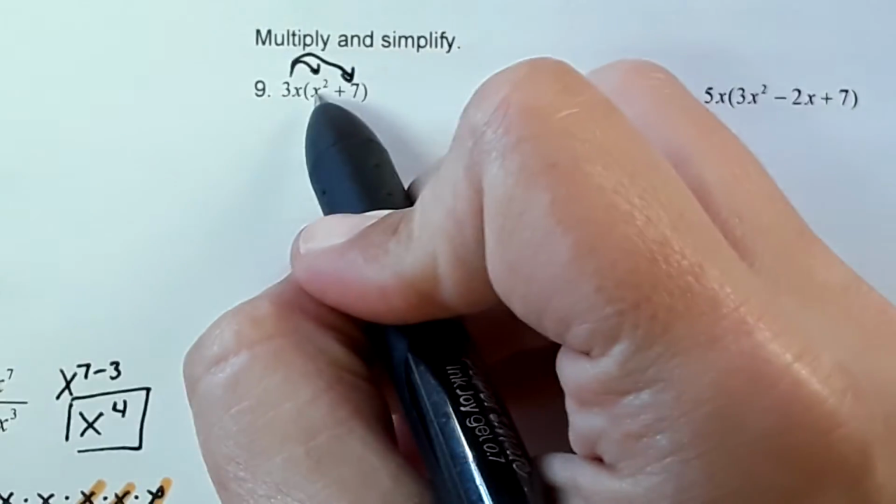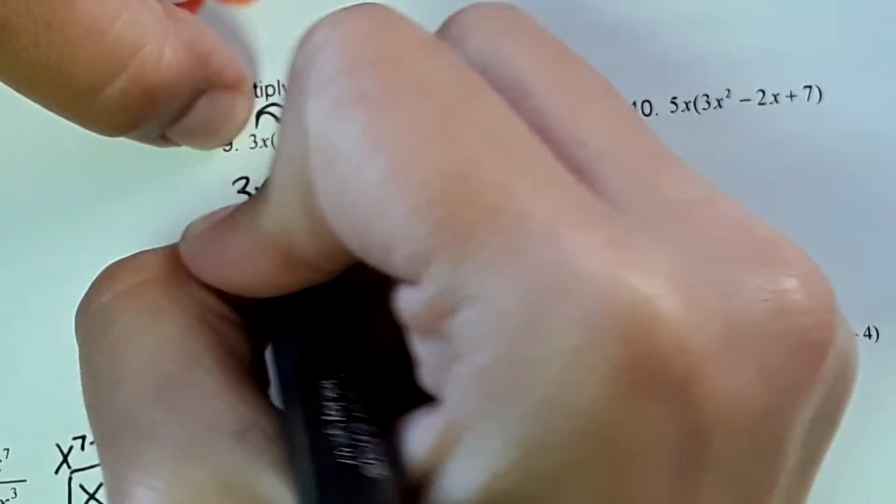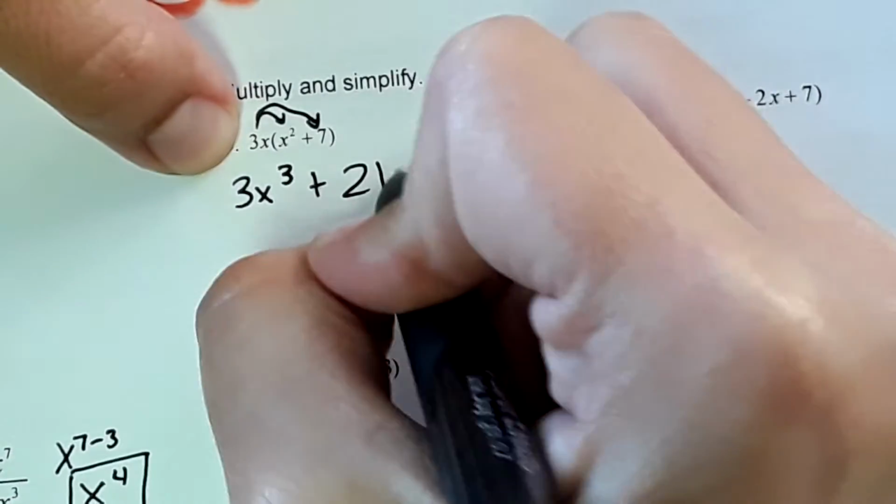When we multiply the x times the x squared, it becomes x cubed. So this would be 3x cubed. And then 3x times 7 would be 21x.